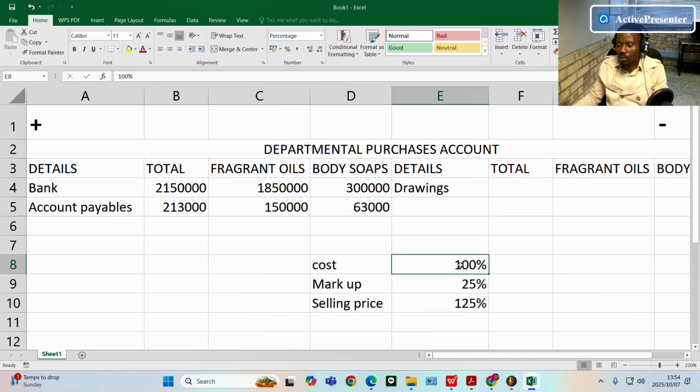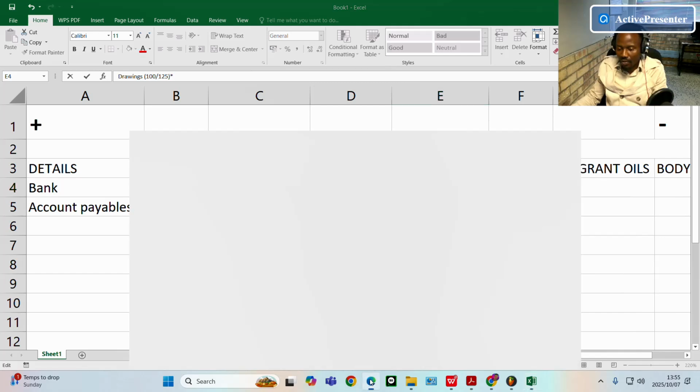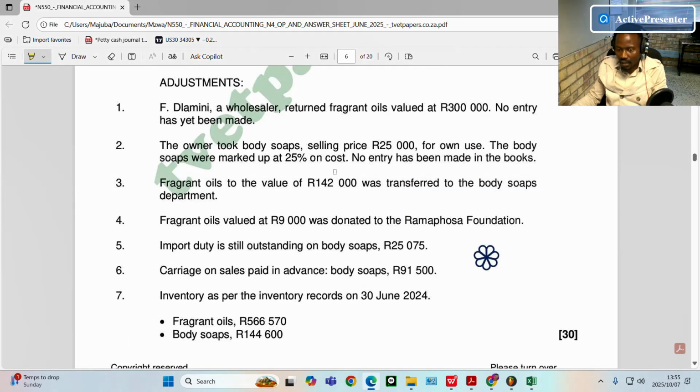So what do we want? We want the cost price. Remember, drawings are valued at cost, not at selling price. So this is how we are going to do this calculation. We're going to say what we want over what we have, in brackets, times the amount, which in this case is 25,000.